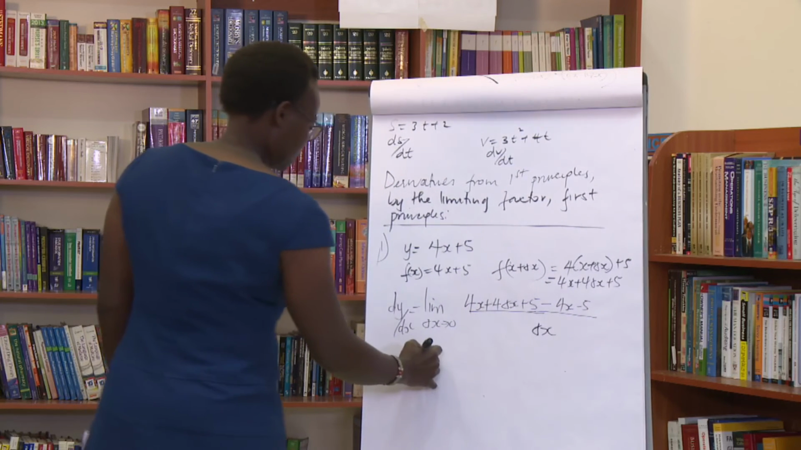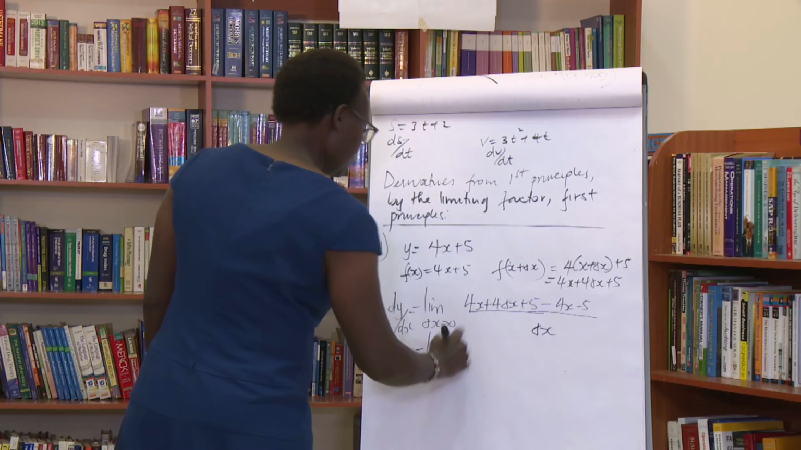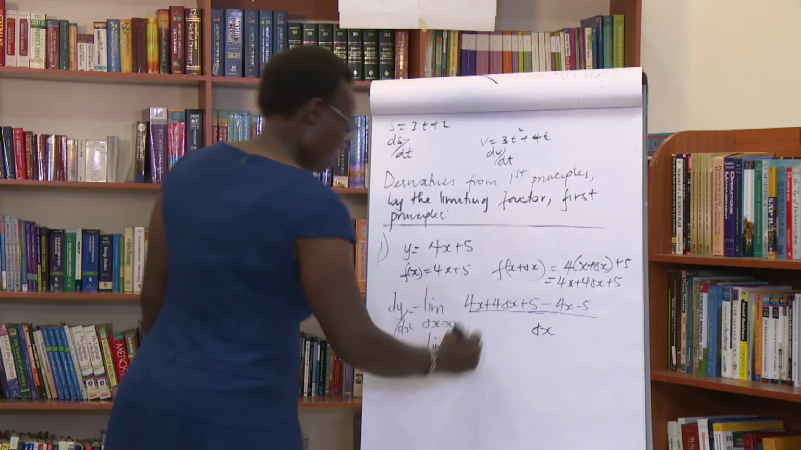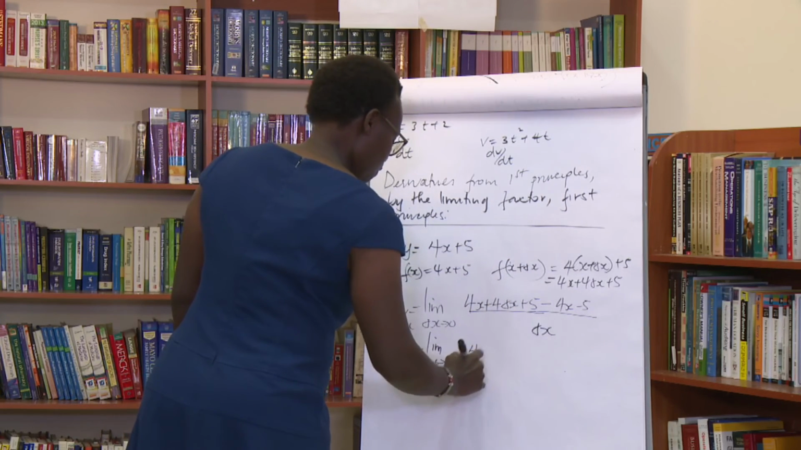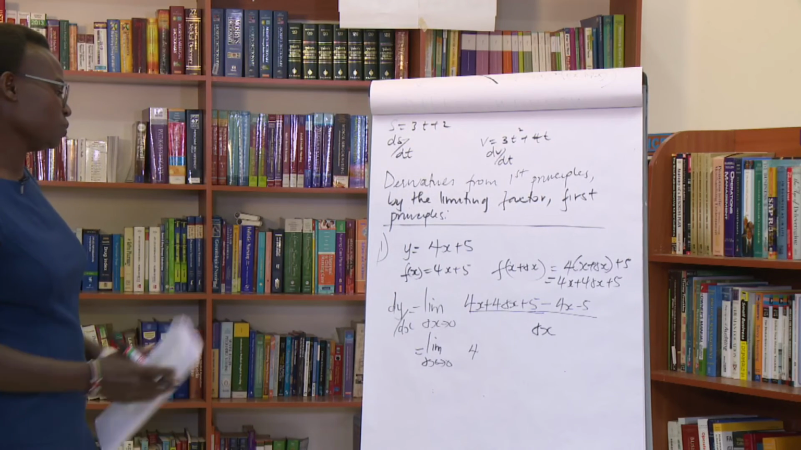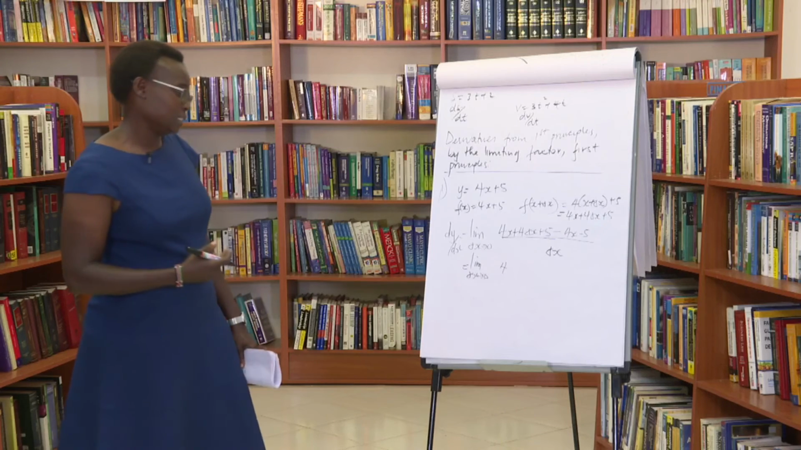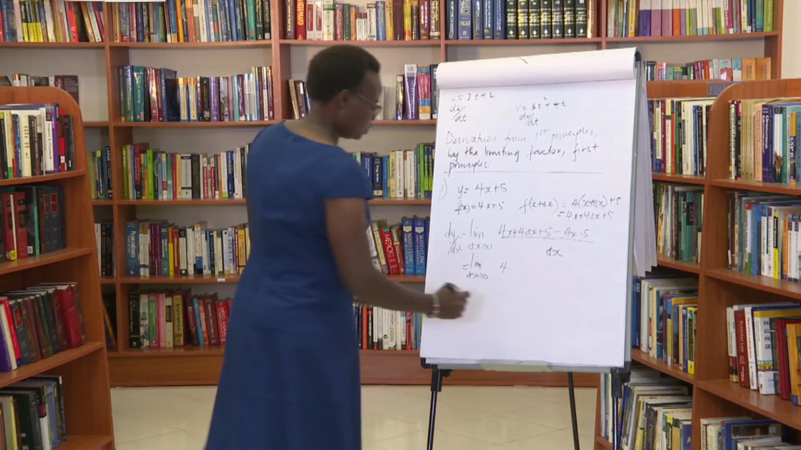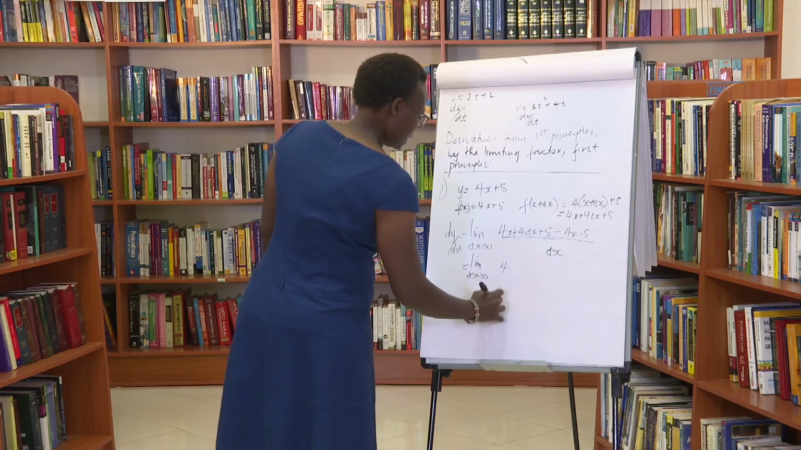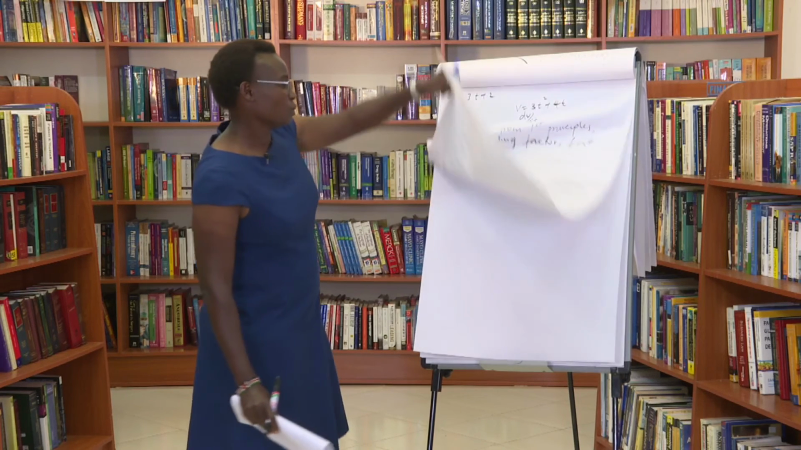So this will give us our answer as limit as change in x tends towards 0. 4x and 4x will go, 5 and 5 will go. We'll have 4 change in x over change in x, so that change in x will cancel. That will give us 4. And then we know that the limit of a constant is a constant itself. So that would give us our answer as 4. Go to the second example.